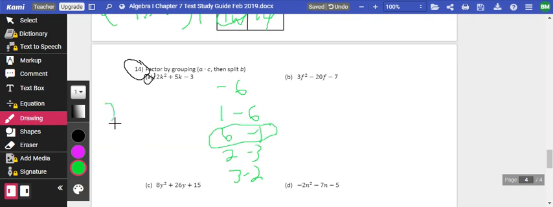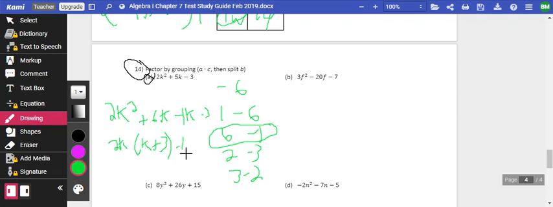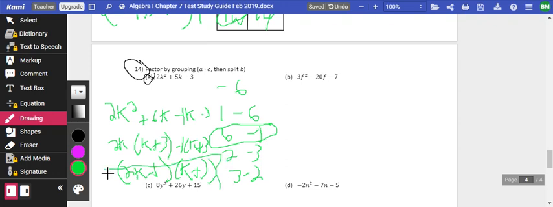So then I have 2k squared plus 6k minus 1k minus 3. And I can take out a 2k out of the first one, and I'm left with k plus 3. And I can take out a negative 1 out of the next one, and I'm left with k plus 3, which is what I want. So my final answer is 2k minus 1 times k plus 3. And you can check your answer by using that Punnett square if you want to, or you can just leave it like this.